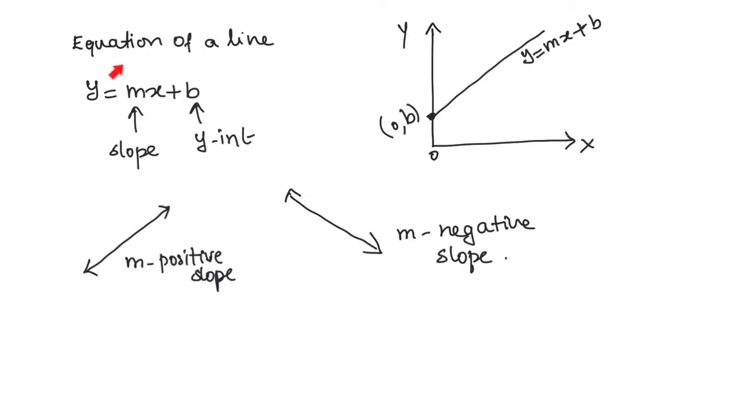You might have learned earlier the equation of a line is of the form y equals mx plus b, where m is the slope, b is the y-intercept. Y-intercept means where the line crosses the y-axis. Here m is the slope, so this line will have slope m. If the line is increasing, the slope will be positive. If the line is going downwards, the slope will be negative.